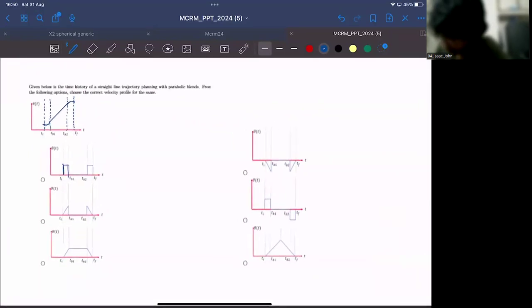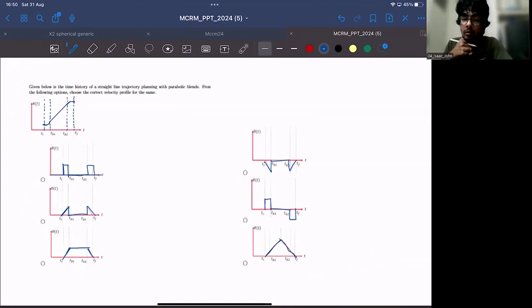So this is option A, velocity profile for option A. This is option B. This is option C. This is option D. This is option E. And this is option F. What would be the correct answer? Okay, so you have mentioned it to be option C.